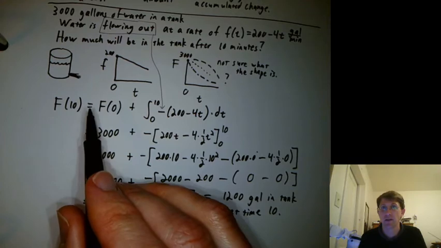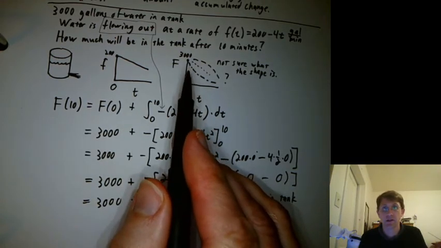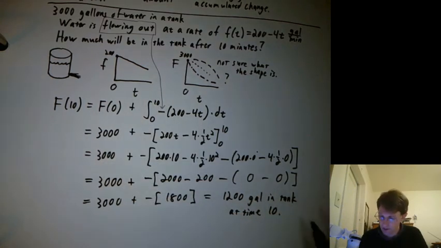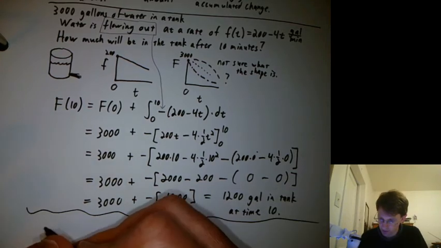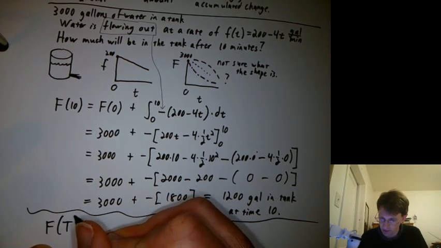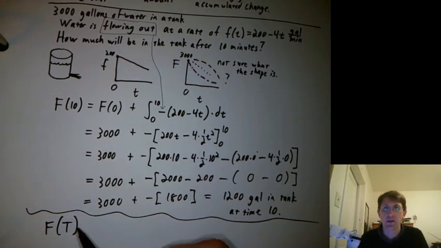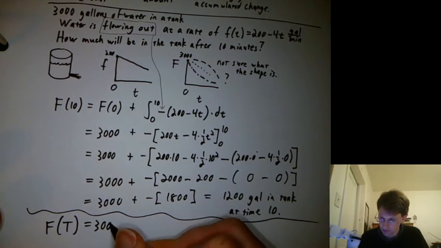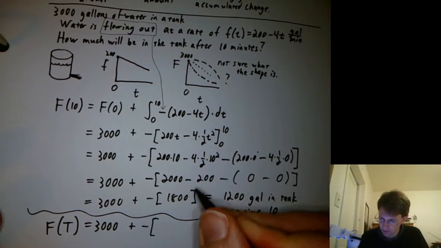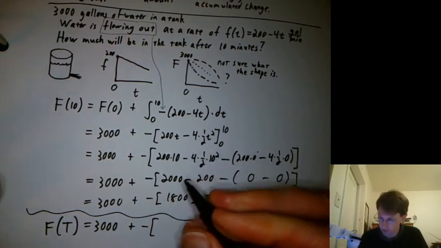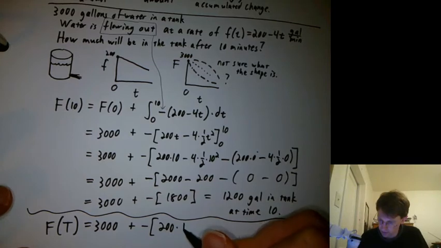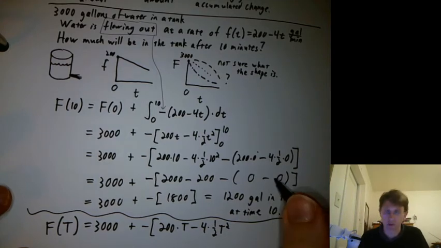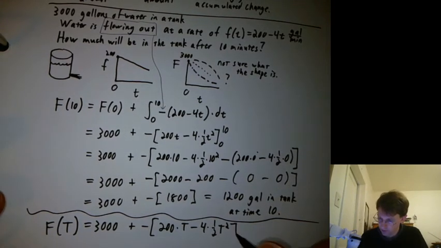It might be more interesting to ask, what does the shape of the curve look like as the water leaves the tank? So we could basically redo all of this and say not just at time 10, but what's the water level at time t. I'm going to use a capital T here because I have a lowercase t in there that should get substituted out. But we could say it's 3,000 plus negative, and just anywhere you see a 10, replace it with a capital T. So 200 capital T minus 4 times 1/2 capital T squared, and then there was the 0 minus 0, so we'll just leave that out.